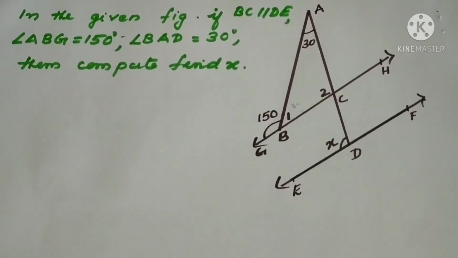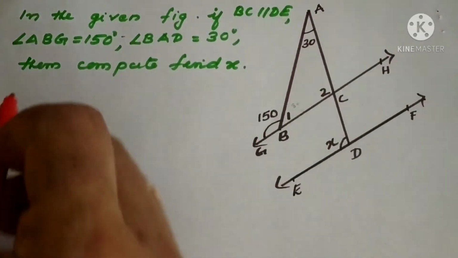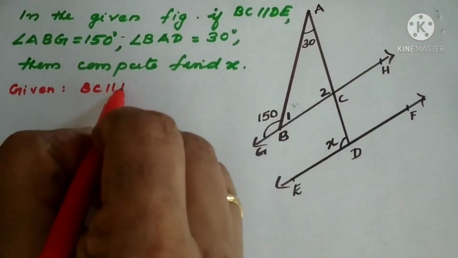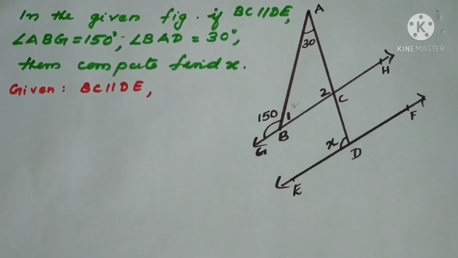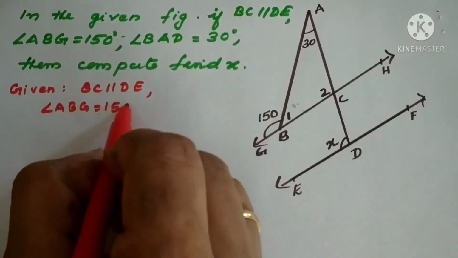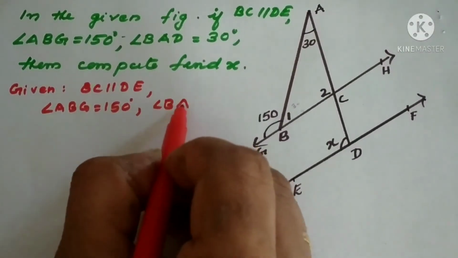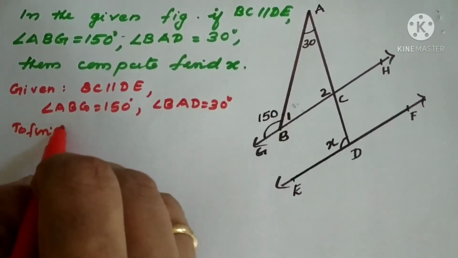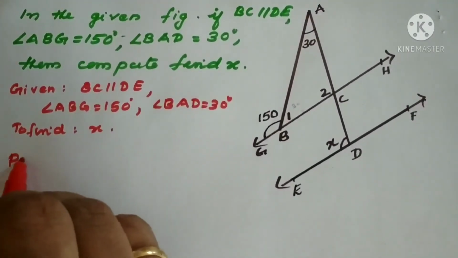In the given figure, BC parallel to ED, angle ABG equal to 150 degree, angle BAD 30 degree, find the value of x. So given BC parallel to ED, angle ABG equal to 150, angle BAD equal to 30, to find x. Proof.